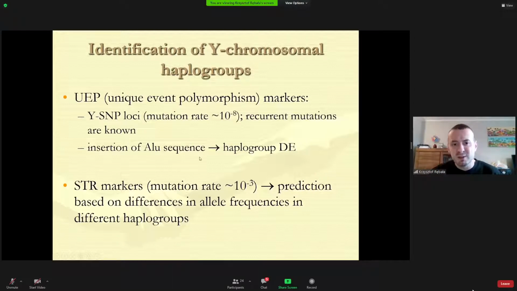Another unique event polymorphism which is studied and is located on the Y chromosome is the insertion of the Alu sequence, which defines the so-called haplogroup DE. Haplogroup DE of the Y chromosome is defined by the insertion of an Alu fragment on the Y chromosome.